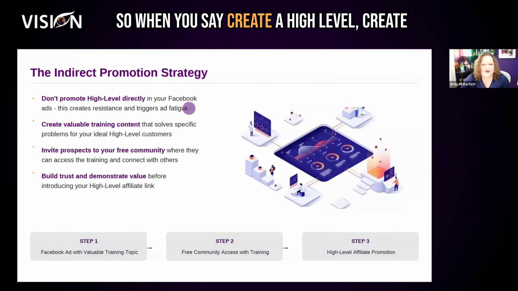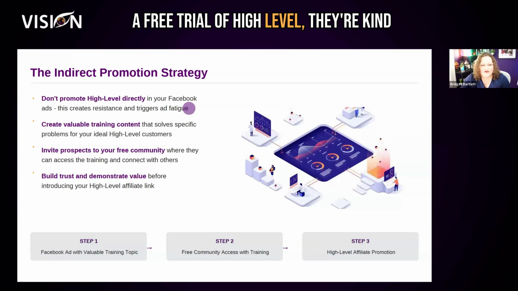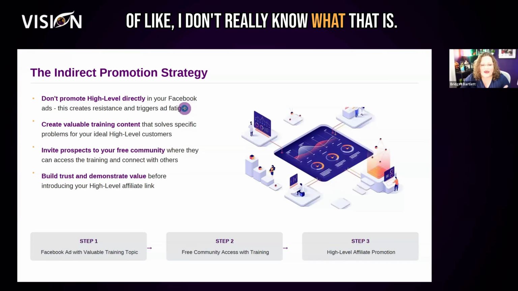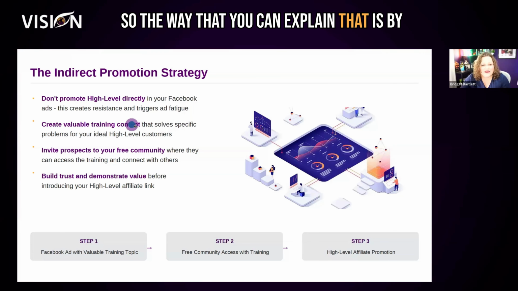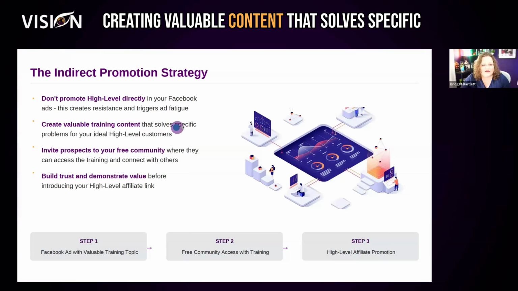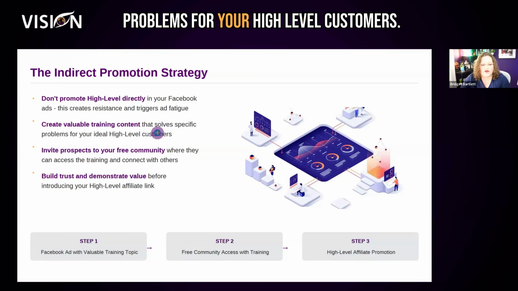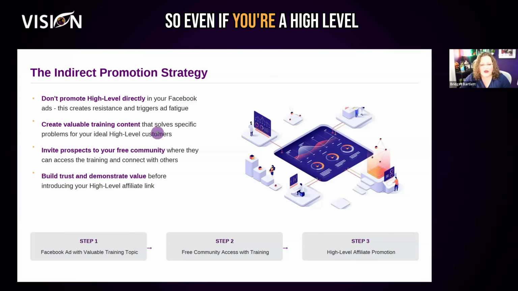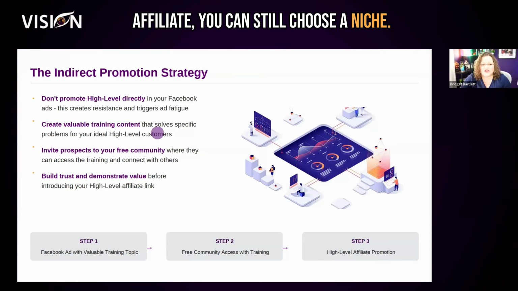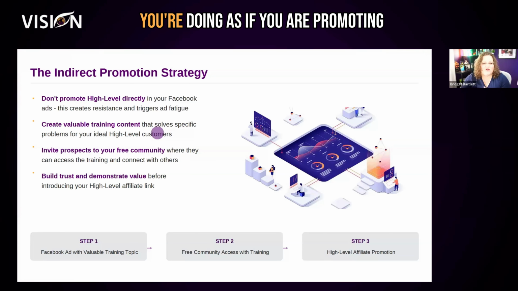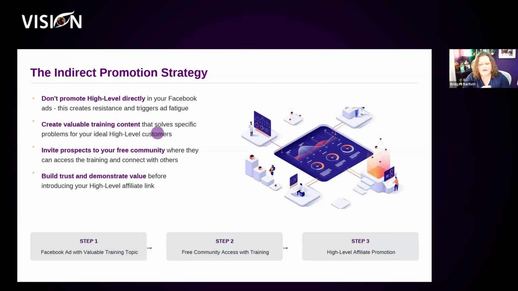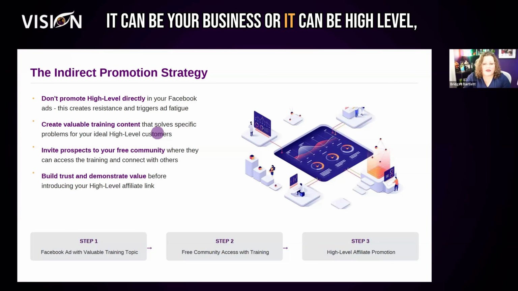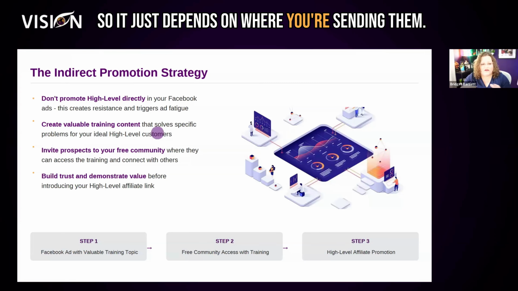So when you say create a free trial of high level, they're kind of like, I don't really know what that is. So it's up to you to explain that. So the way that you can explain that is by creating valuable content that solves specific problems for your high level customers. So even if you're a high level affiliate, you can still choose a niche. You can still do everything that you're doing as if you are promoting your own white label brand. The only difference is when you're showing the solution, it can be your business or it can be high level. So it just depends on where you're sending them.